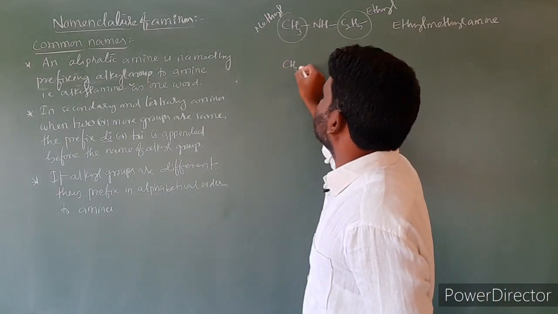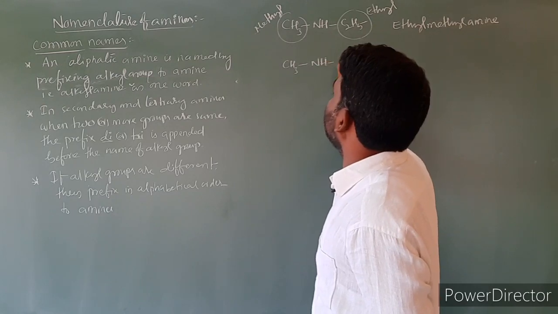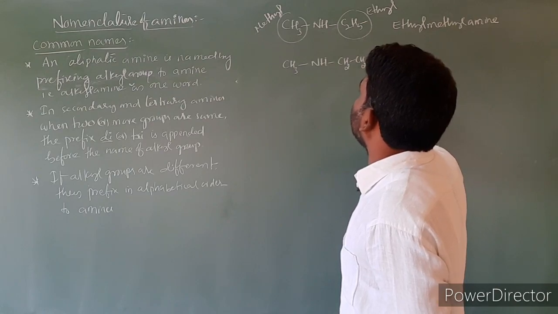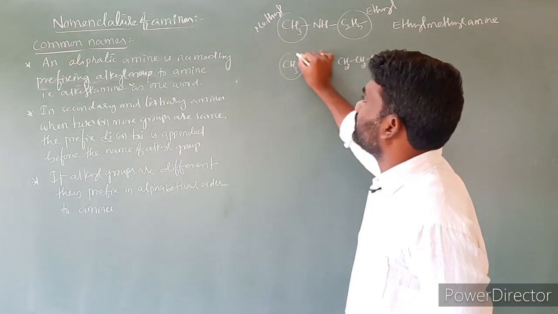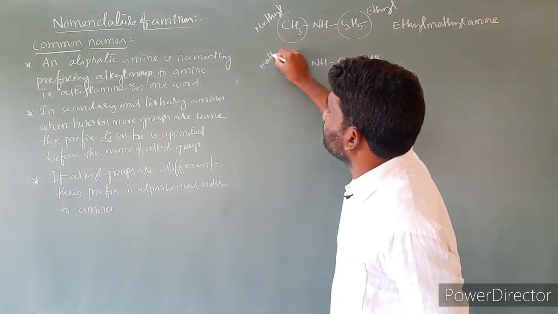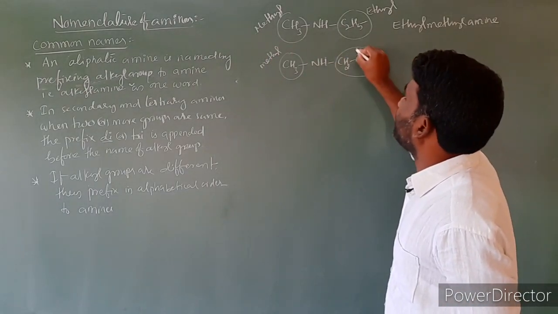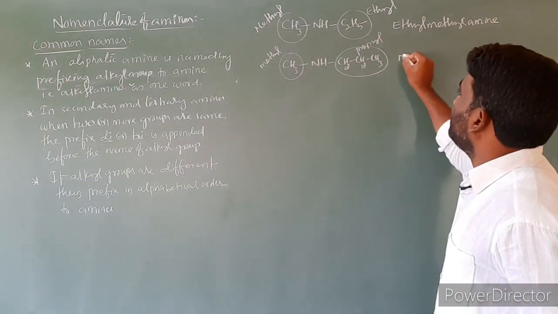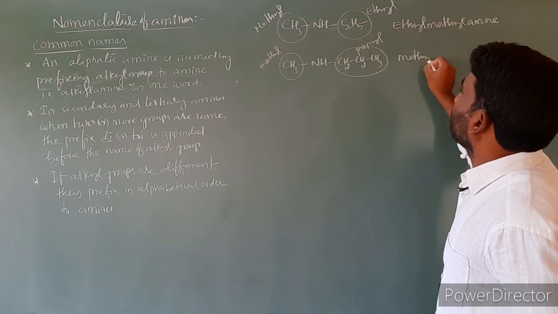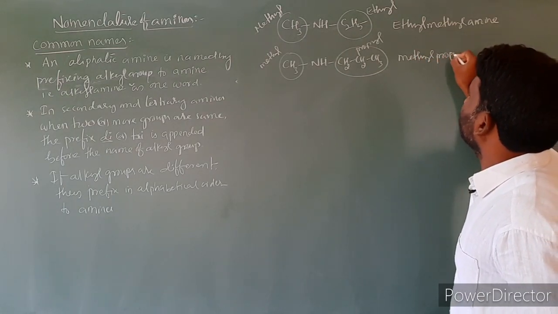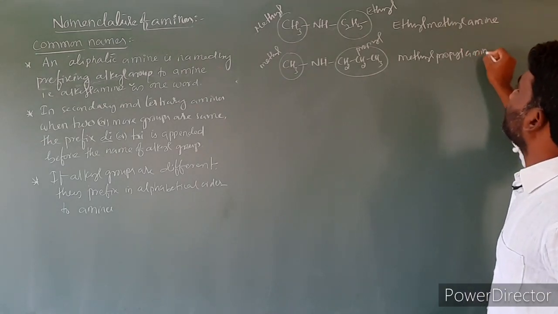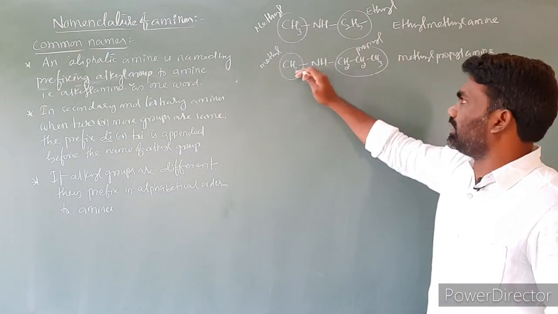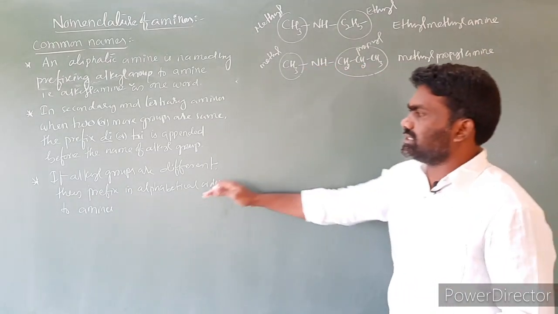Then take one more example. I'm taking CH3NHCH2CH2CH3. Now look at this. This is what? This is methyl. Already we know. This is what? 3 carbons are there. We have to write propyl. This is propyl. Then what do we write? Methyl propyl amine. The name of this compound is methyl propyl amine. We have to arrange the alkyl group substituents simply in alphabetical order. So this is the rule.